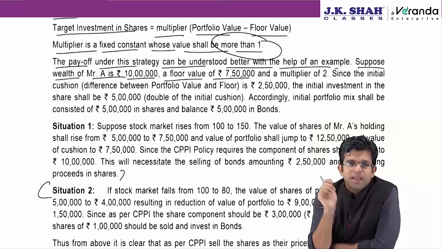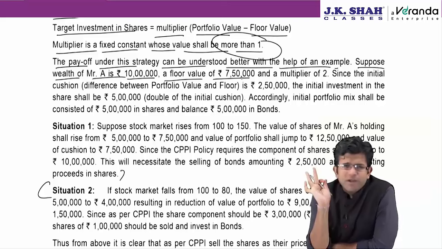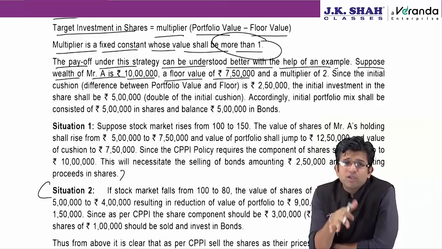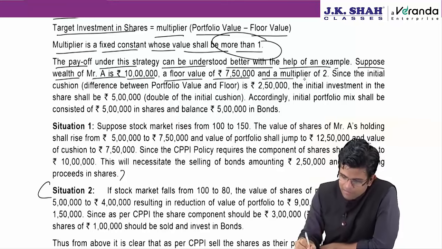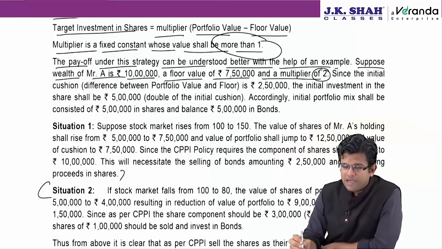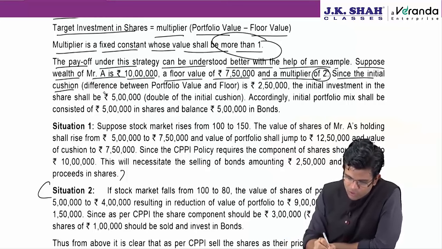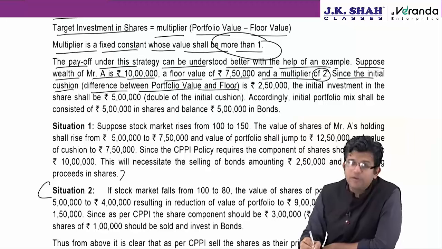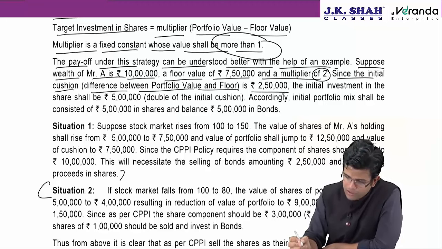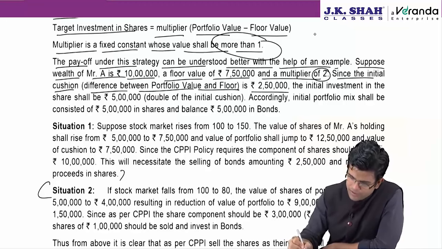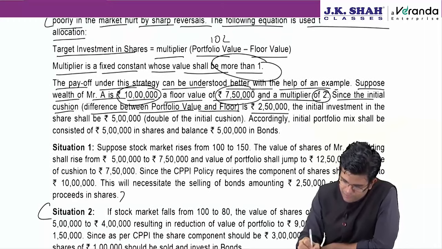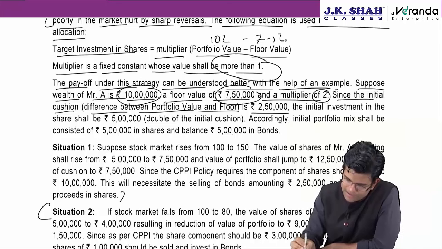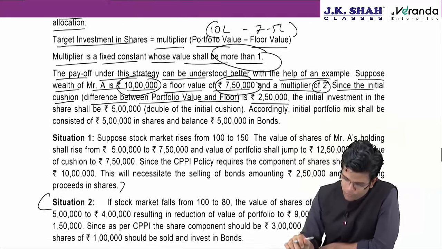What does that mean? He has rupees 10 lakh. He wants to invest in a portfolio, but he wants to ensure that the value of the portfolio doesn't drop below 7,50,000, and a multiplier of 2. What is this? I'll tell in some time. Since the initial cushion, that is the difference between portfolio value and floor value, is 2,50,000. From where did 2,50,000 come, students? Can you see, portfolio value is 10 lakhs and the floor value is 7.5 lakhs. So basically this is a cushion of 2.5 lakhs.